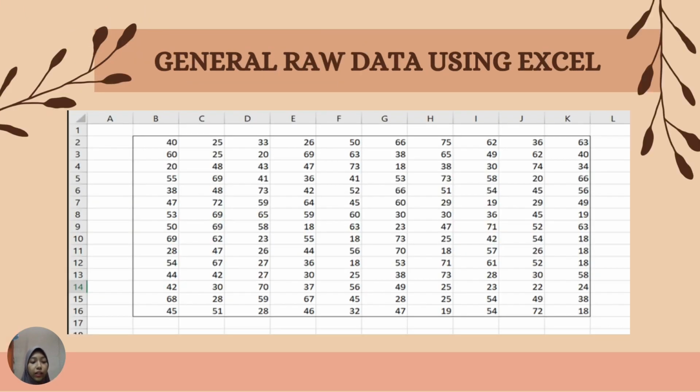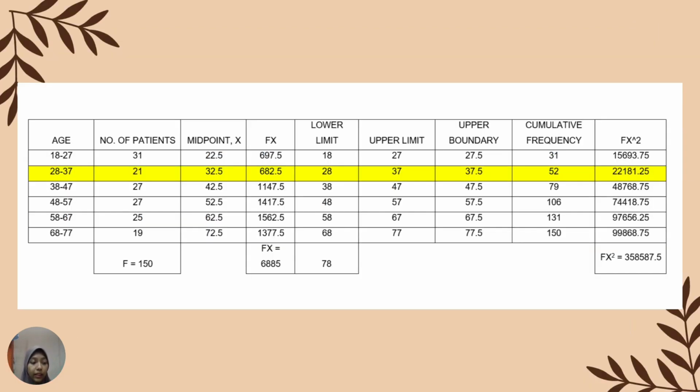On this slide, as you can see, the general raw data using Excel. This table shows us the age that gets diabetes, from 18 to 77. This is the table that we made to find the mean, mode, median, variance, and standard deviation.